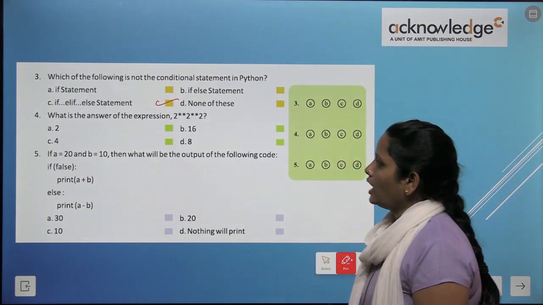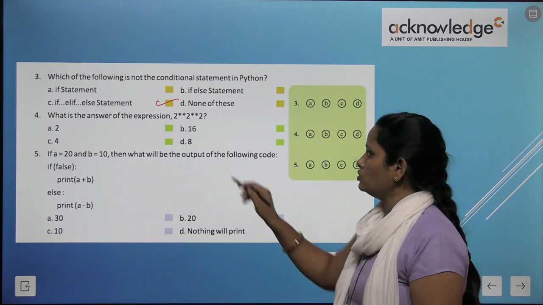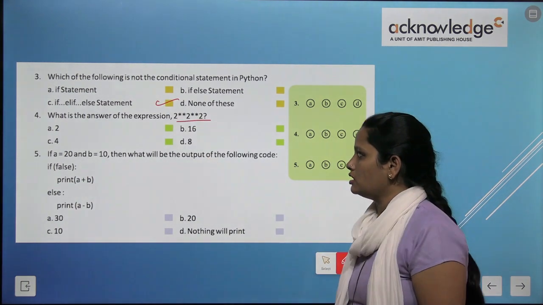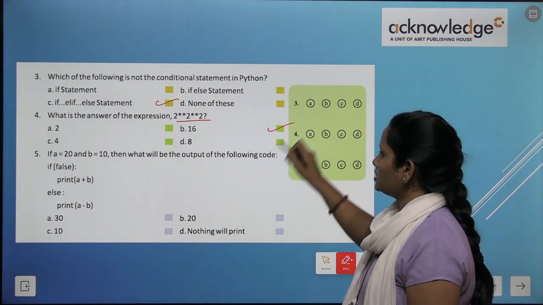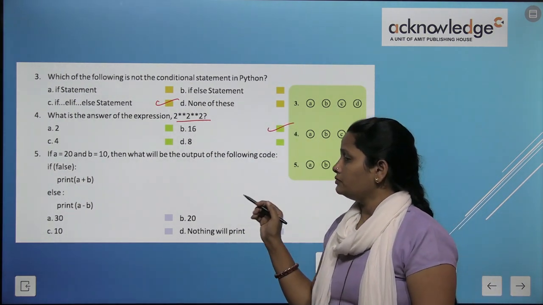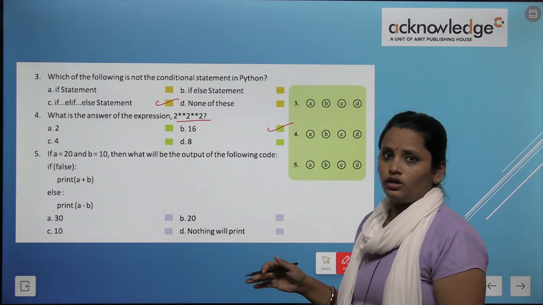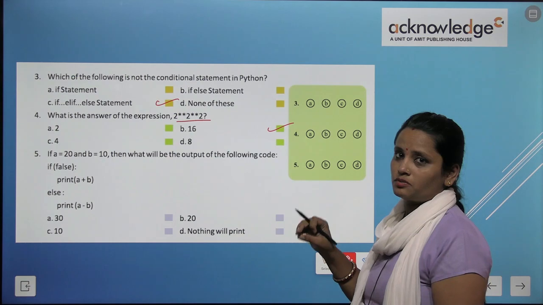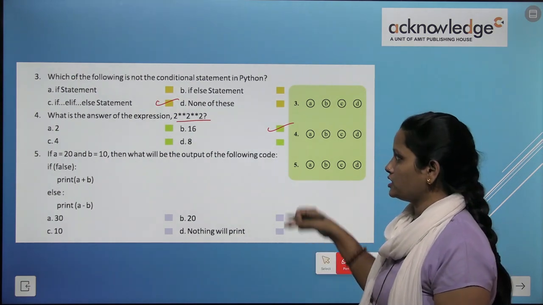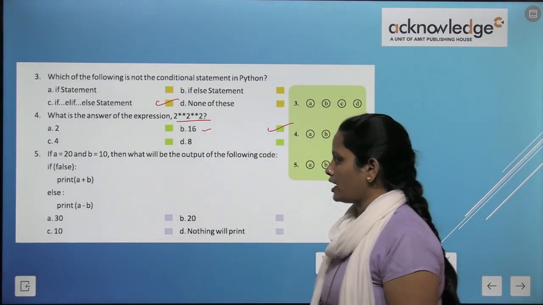Now, what is the answer of the expression 2? And this is the question. So here the answer is 16. We have multiplied 2 into 2 into, and that number is multiplied twice. So 4 4s are 16. So here this is our answer.